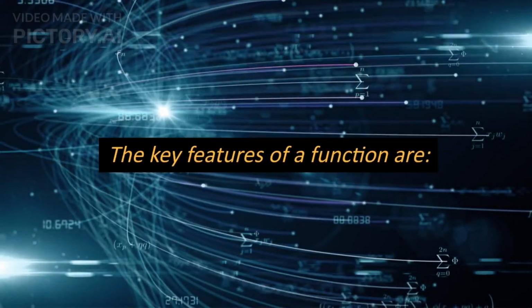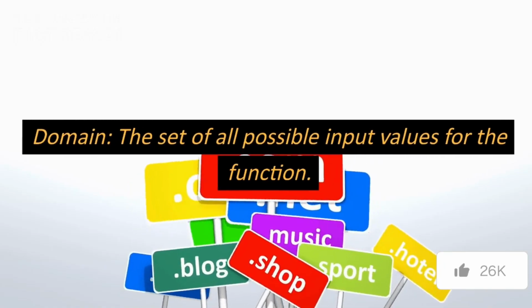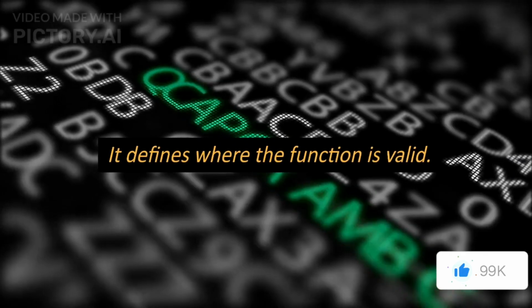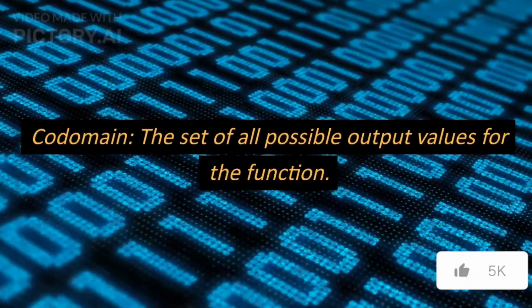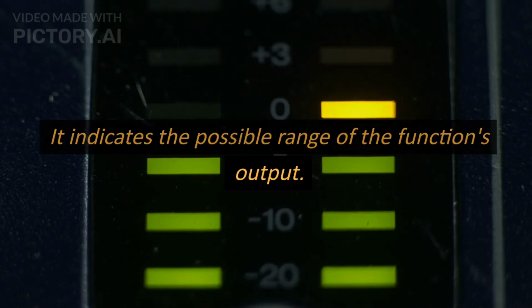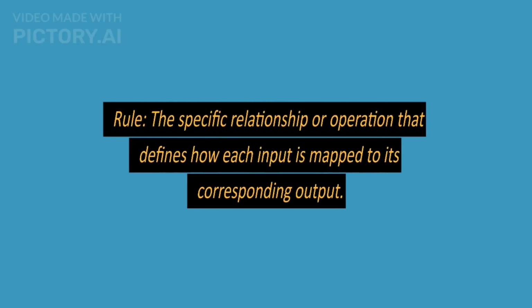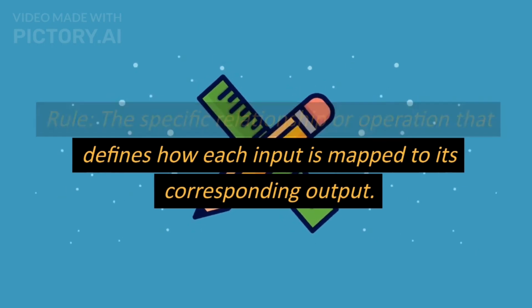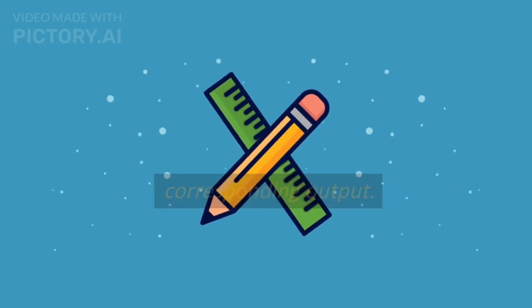The key features of a function are: Domain, the set of all possible input values for the function. It defines where the function is valid. Codomain, the set of all possible output values for the function. It indicates the possible range of the function's output. Rule, the specific relationship or operation that defines how each input is mapped to its corresponding output.